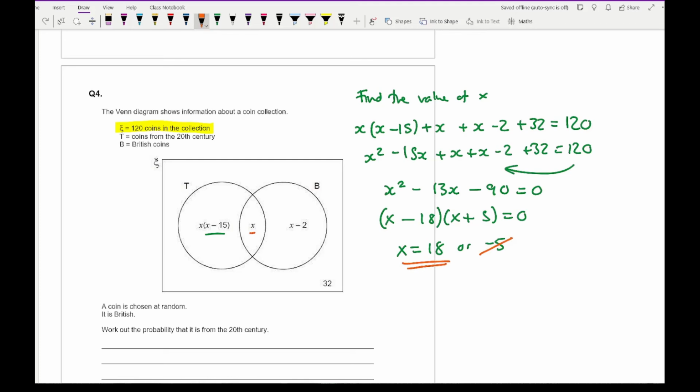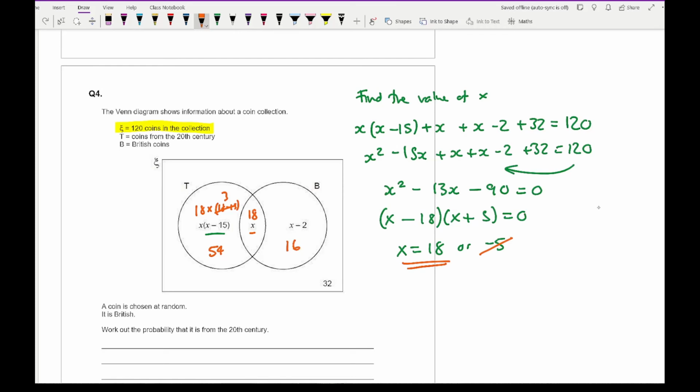So if I substitute x equals 18 into the Venn diagram, then this is going to be 54, because that's going to be 18 times 18 take away 15. So it's basically 18 times 3. This is going to be 18. This is going to be 16. And then we've got 32.